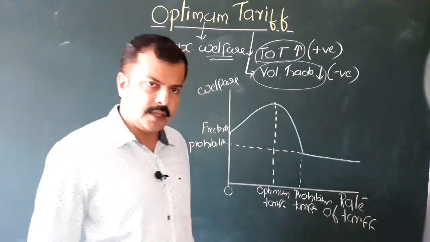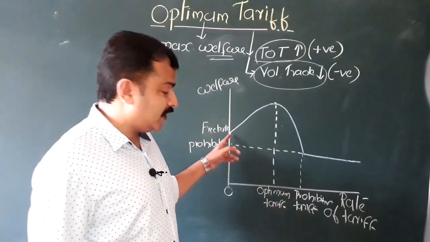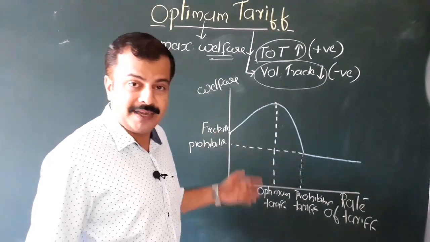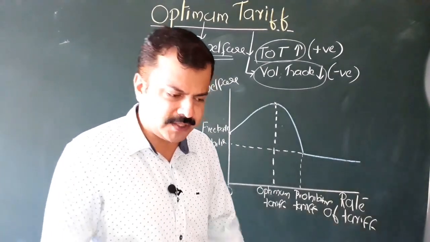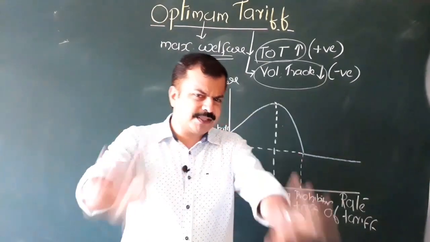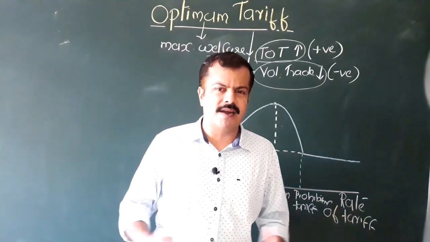Now, you can also see that the welfare at the prohibitive tariff is much lower than the free trade welfare, right? Free trade welfare is much higher than that of the prohibitive tariff. Obviously. Now, the analysis is very simple, right? It's a very simple concept, optimum tariff.